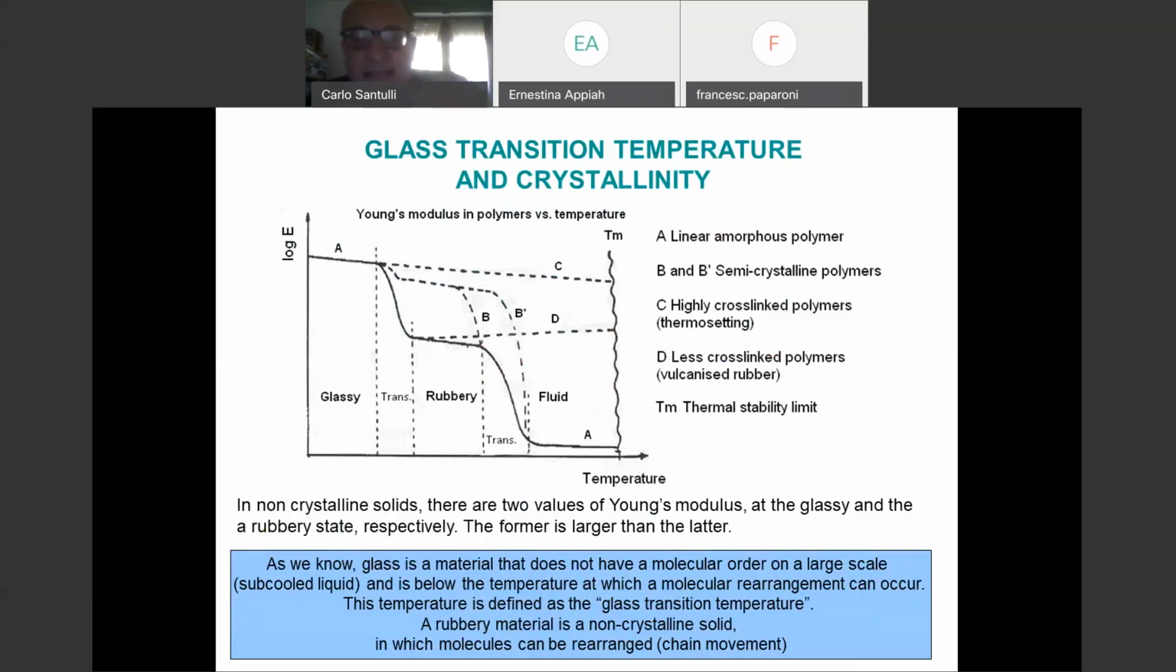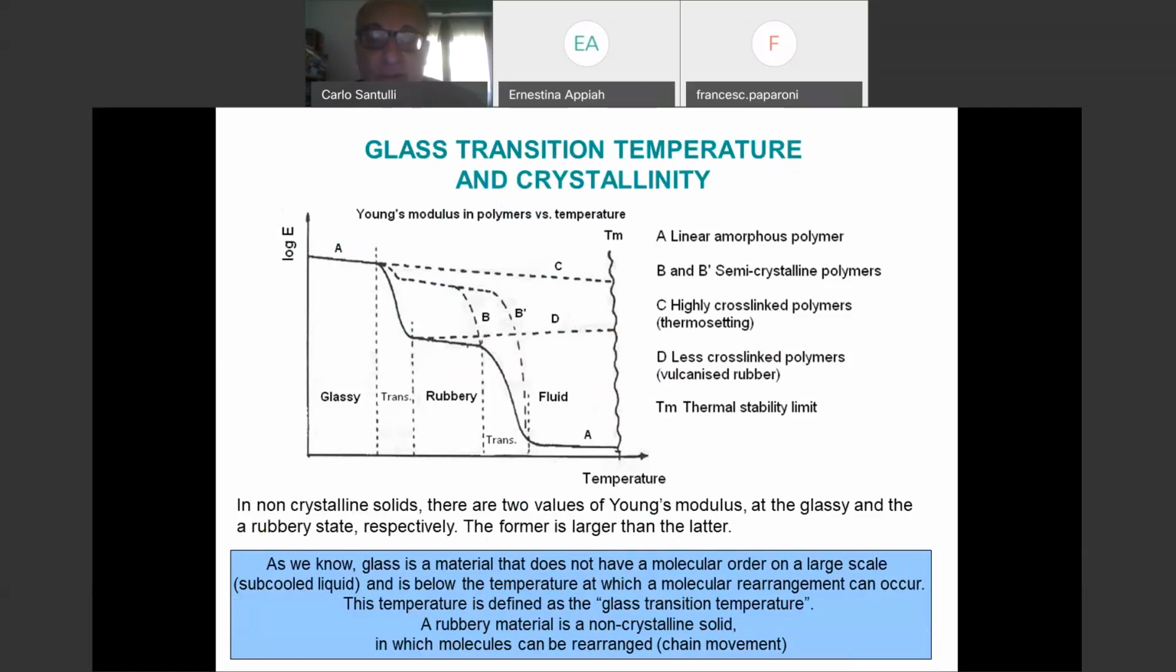There is a thermal stability limit. This is indicated as it was the same thermal stability limit, but you might imagine it changes for any polymer. So you have a linear amorphous polymer, which goes between a glassy and rubber state, and then it becomes fluid. You have semi-crystalline. Well, semi-crystalline means that they don't lose much in becoming rubbery. It's also, in some cases, difficult to see the TG.